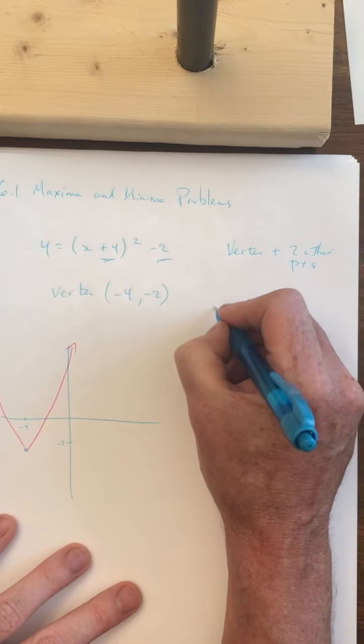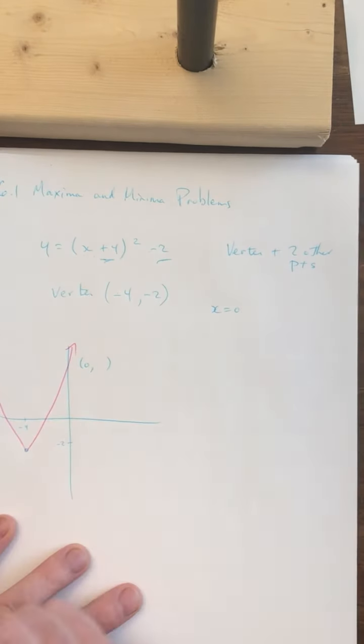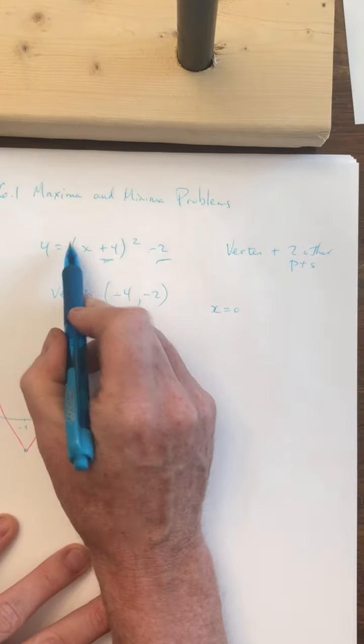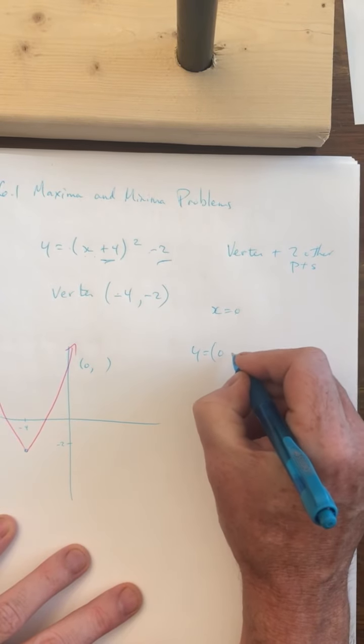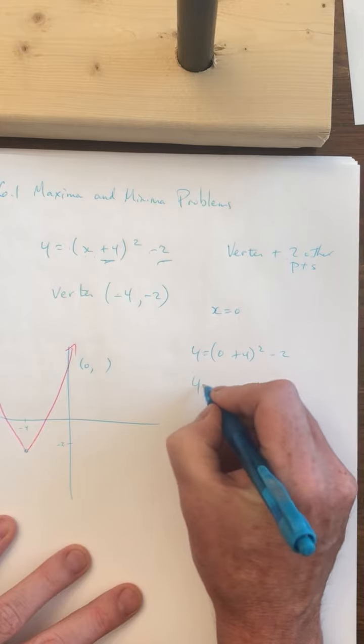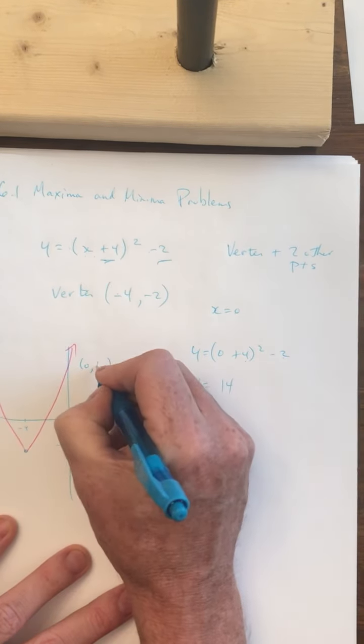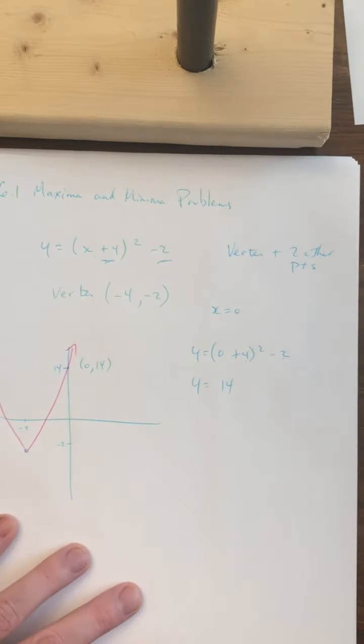In that case, at that point, x is equal to 0. We want to find the y value. So we're just going to sub that into our equation. y equals 0 plus 4 squared minus 2. I sub that in for the x. 4 squared is 16, minus 2 is 14. So there we go, it crosses at 14.